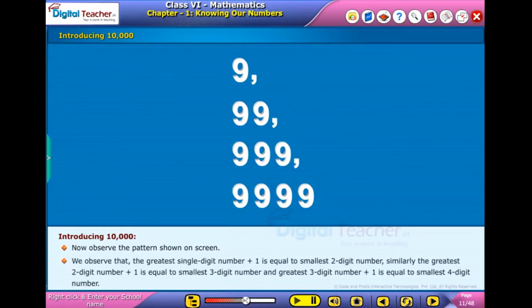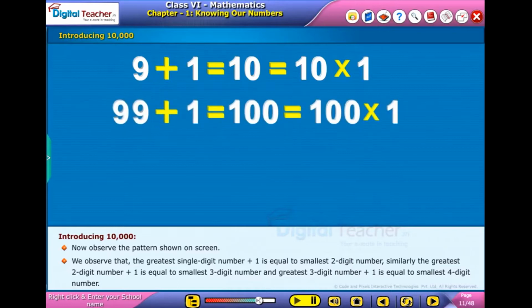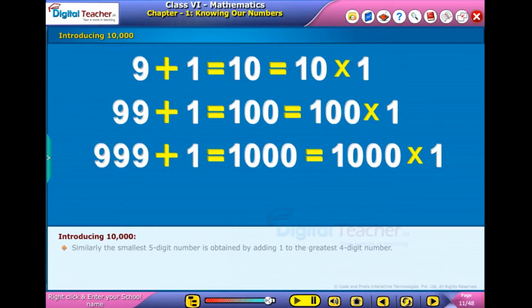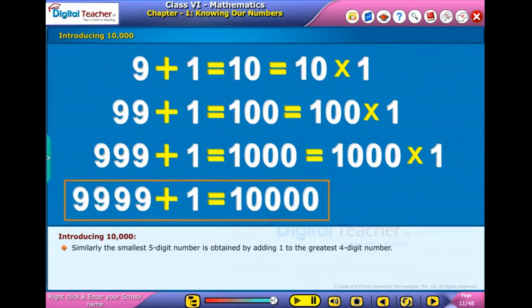We observe that the greatest single-digit number plus 1 is equal to smallest two-digit number. Similarly, the greatest two-digit number plus 1 is equal to smallest three-digit number, and greatest three-digit number plus 1 is equal to smallest four-digit number. Similarly, the smallest five-digit number is obtained by adding 1 to the greatest four-digit number.